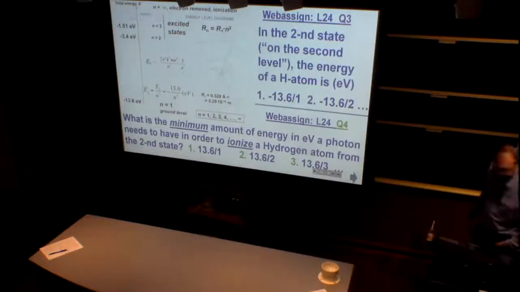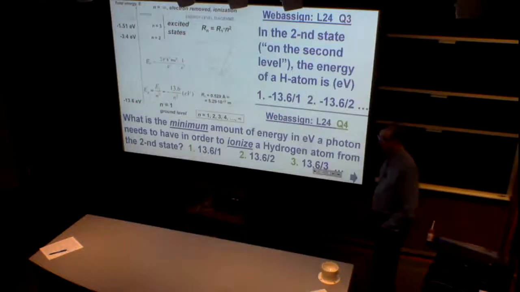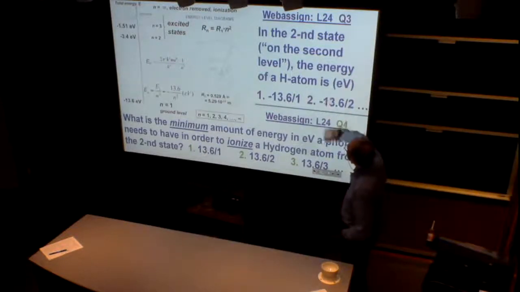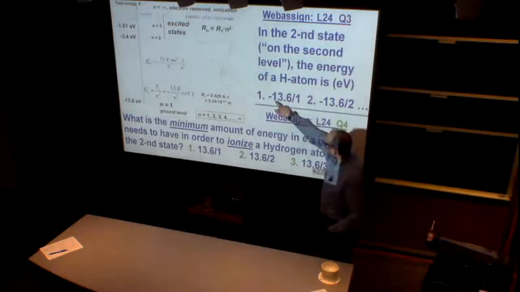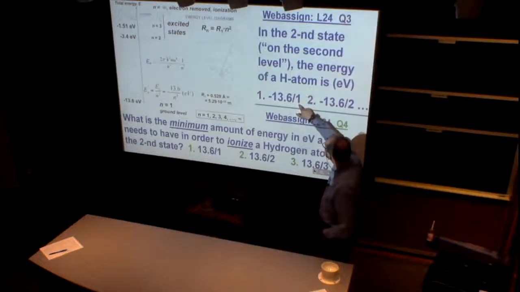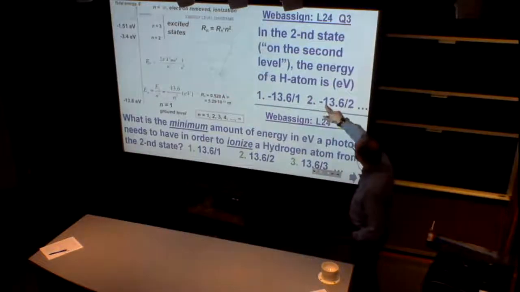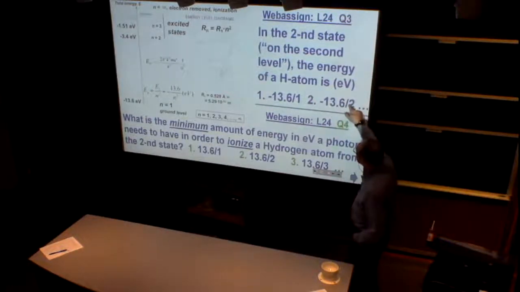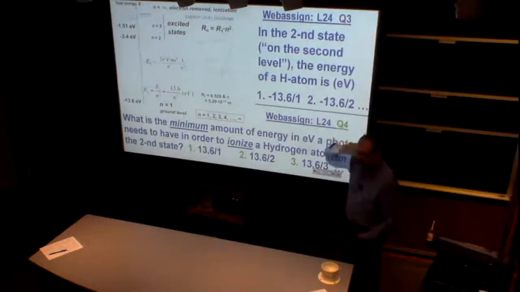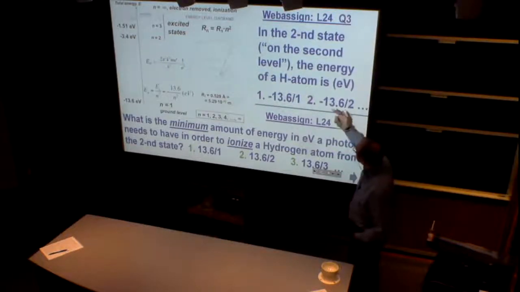So in the second state, the total energy is equal to, well, you can see the pattern to choose your answer. If it's negative 13.6 over 1, choose 1. If it's negative 13.6 over 2, choose 2. Yeah. Our pattern recognition machine, our brain, tells you what to choose if you think it will be negative 13.6 over 3 or 4 or 5 or 6. So that's the first step.